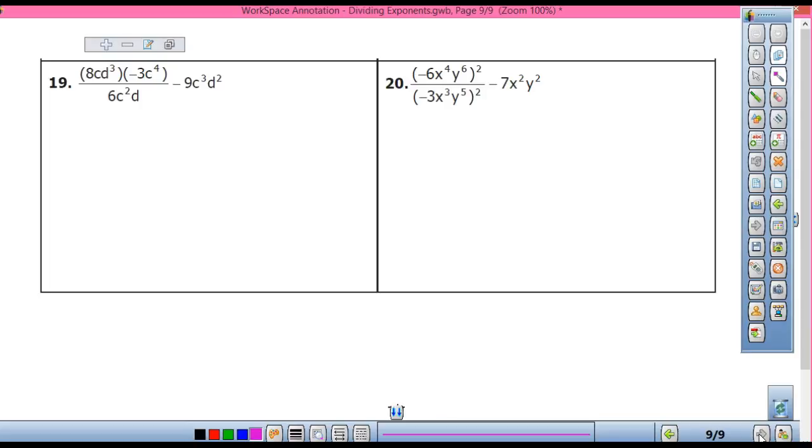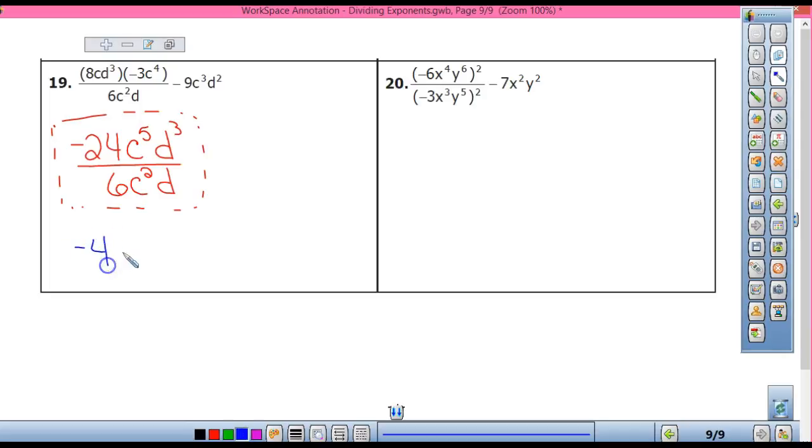Okay, so we have to simplify our fraction first. So multiply our coefficients, we get negative 24 c to the fifth, d to the third over 6c squared d. Now, I have to simplify that before I can do anything. So negative 24 divided by 6 is negative 4 c to the third d squared.